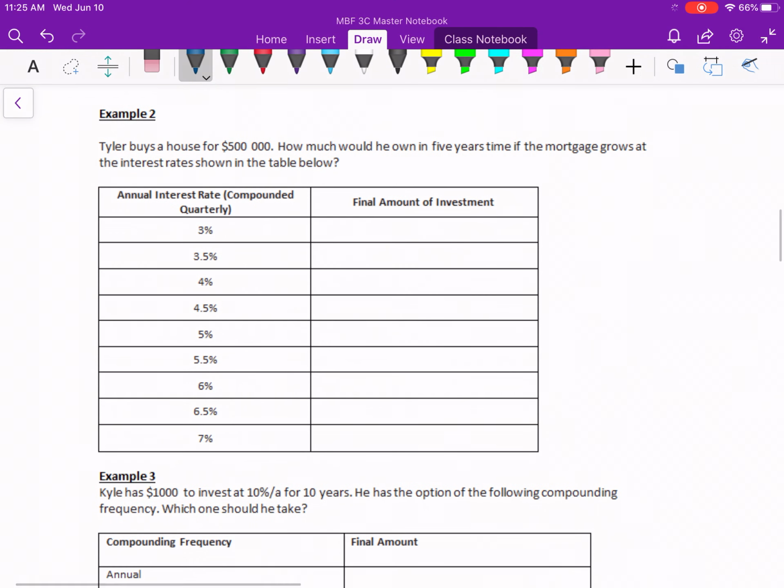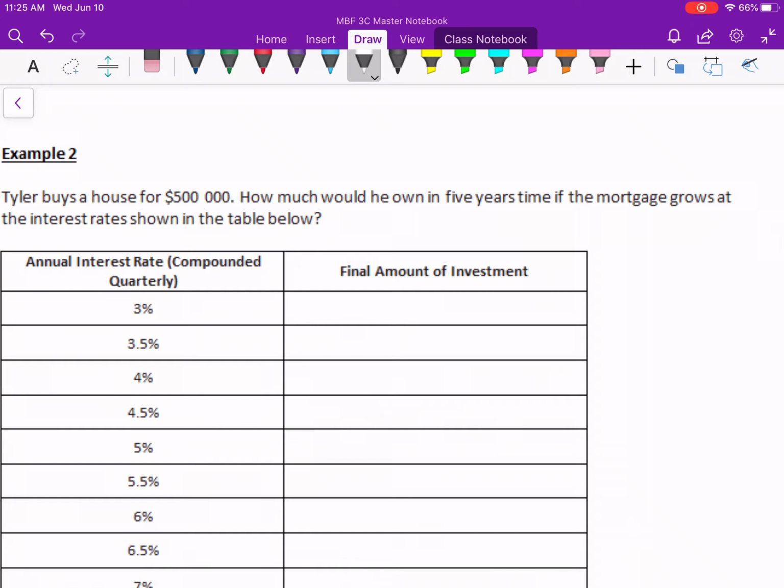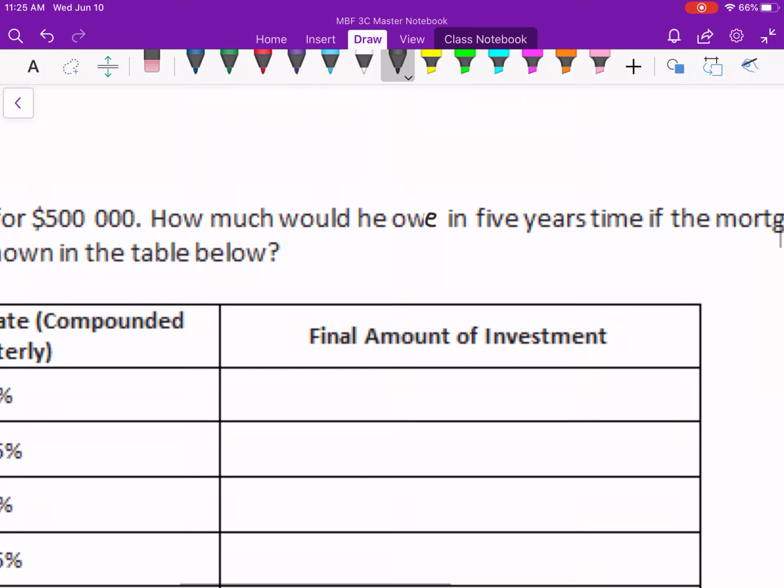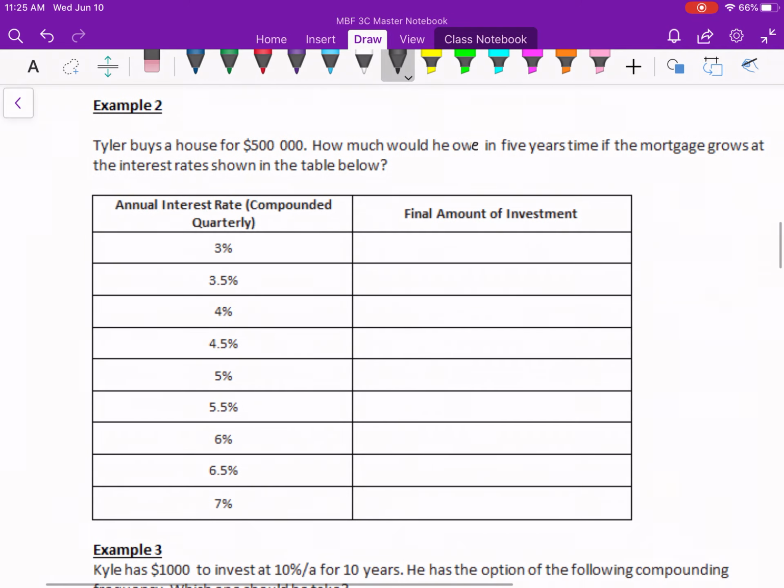So in this one, Tyler buys a house, $500,000. How much would he own in 5 years if the mortgage grows at a rate shown in the table below? I think that's a typo, though. I don't think we mean to say own. I think we mean to say owe. So let's fix that. Make that an E instead. How much would he owe in 5 years?